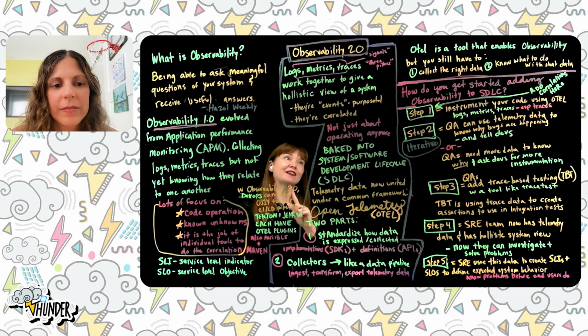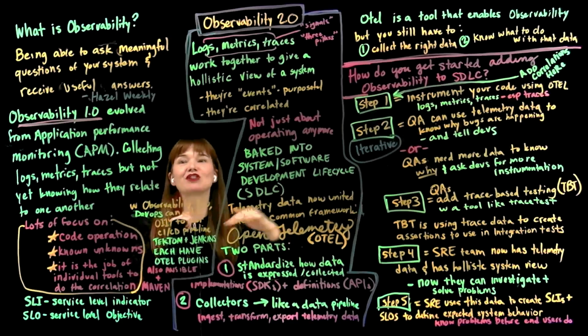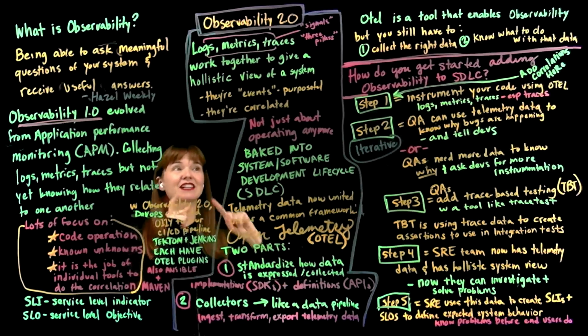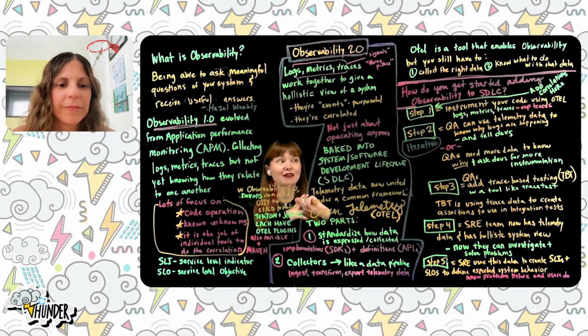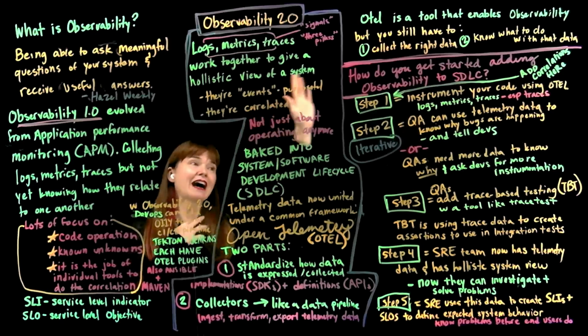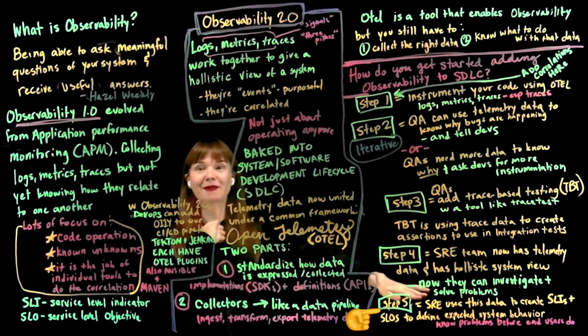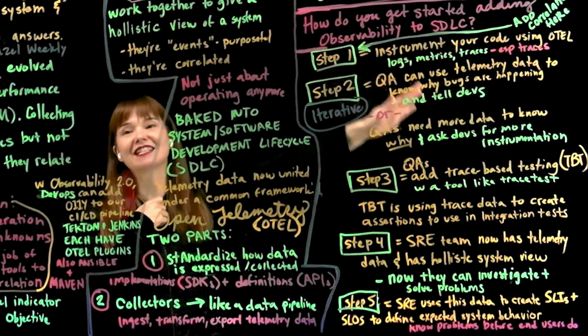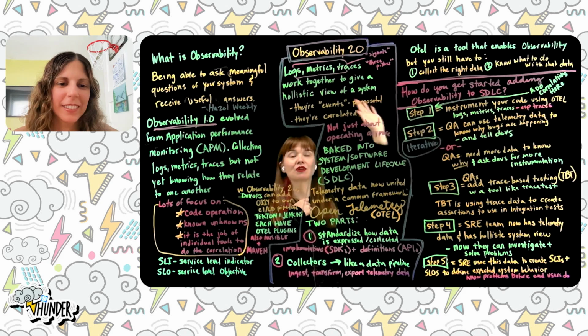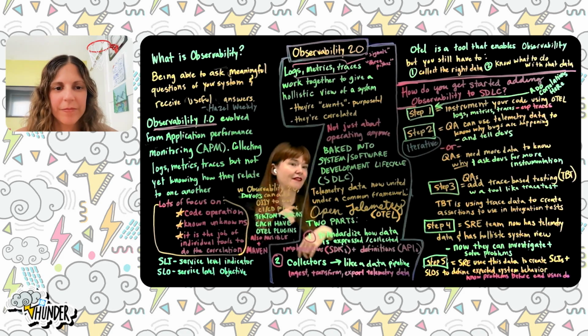One thing you already said is that OpenTelemetry enables observability, but that doesn't mean you just get observability. You have to collect the right data, and you have to know what to do with that data once it's collected. But you outlined some steps for making that happen, which are very exciting to me. I love some steps. So we're talking about how to get started adding observability to your system development lifecycle.